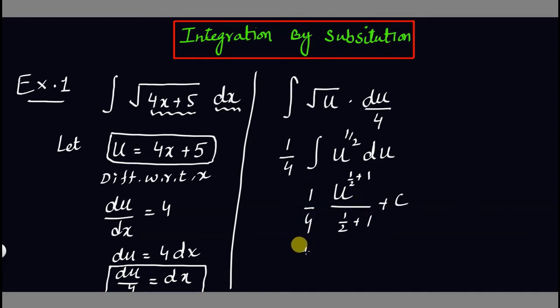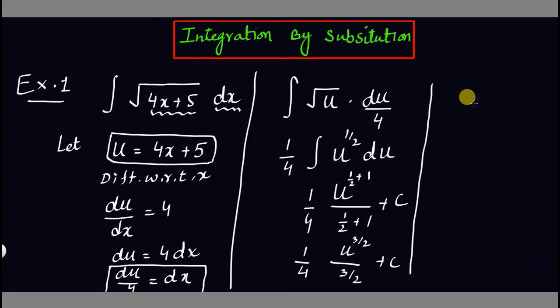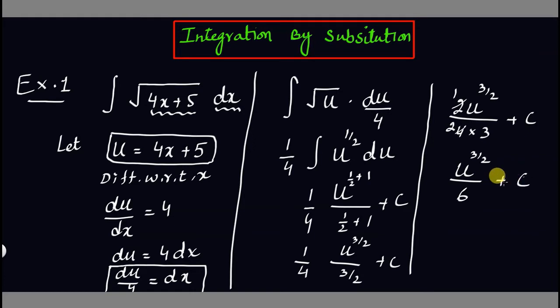After simple calculation, simplify this result, you will get u raised to power 3 by 2, and this is also 3 by 2, then plus c. After this you will get 2 u raised to power 3 by 2 over 4 into 3 plus c. By cancellation of these two numbers, you will get u raised to 3 by 2 over 6 plus c.